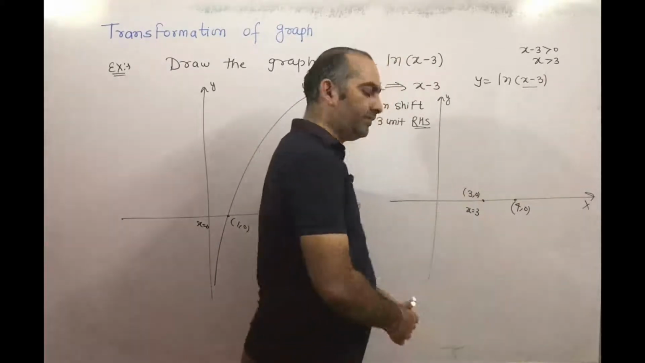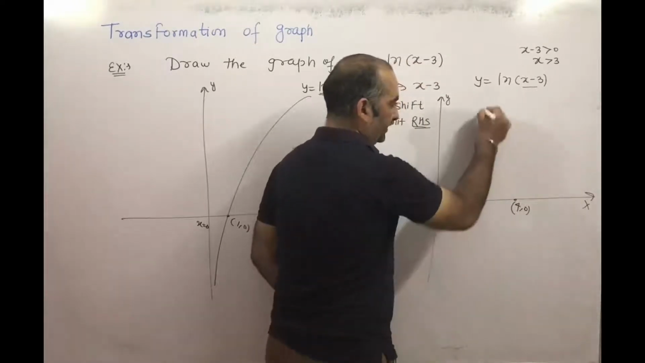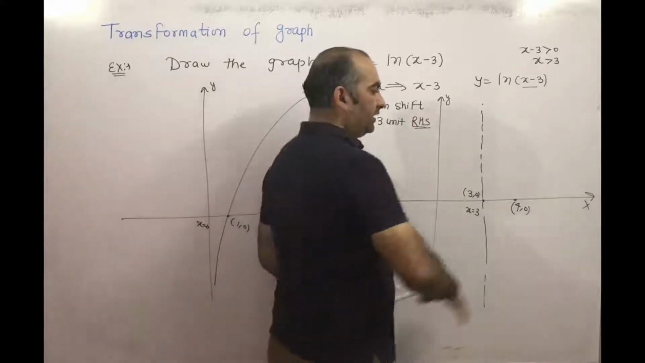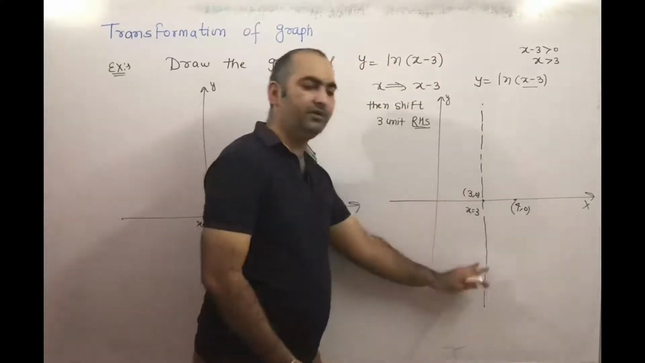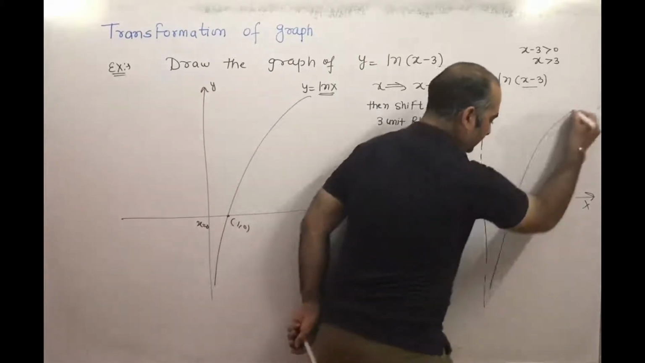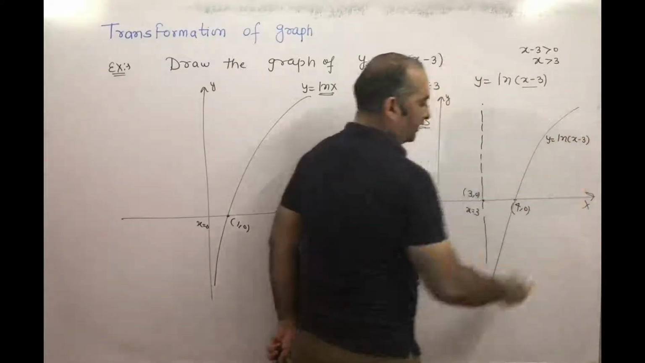That means we will have graph on the right hand side of x equal to 3. If I draw a line x equal to 3, we have graph only on this side of this line. Left hand side of this line we don't have graph. So what graph will come? This graph will come. So this is y equal to ln of (x minus 3). If you want, you can check.